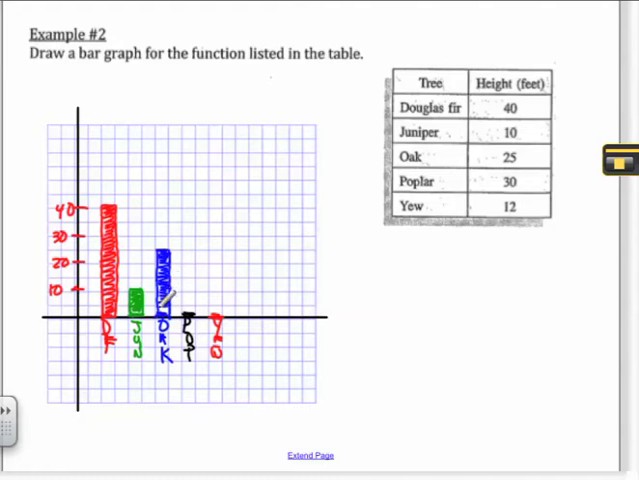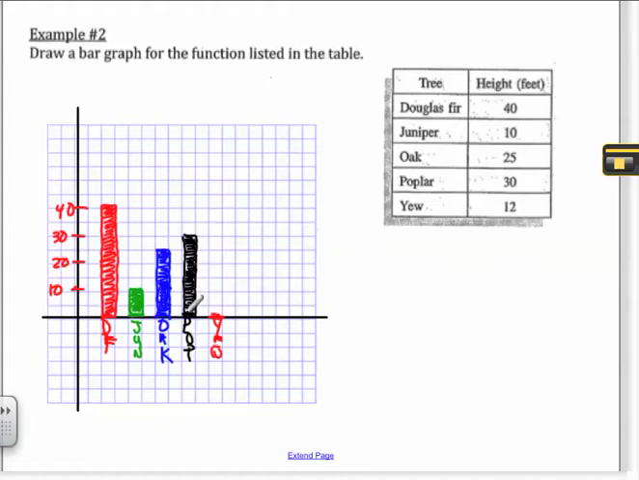And guys, the great thing about a bar graph is that it just makes amounts more visual. It's easy to compare these amounts now. The poplar. Did I say popular? Poplar is 30, so let's go all the way up to here for poplar. Clearly the juniper is going to be the smallest one, right? But the yew is pretty close in height.